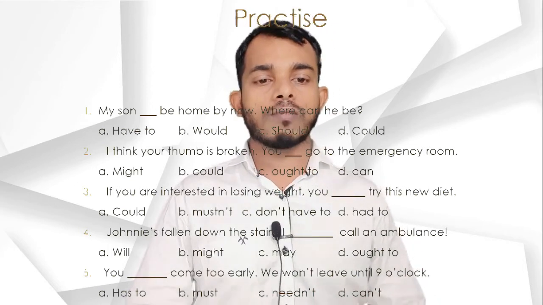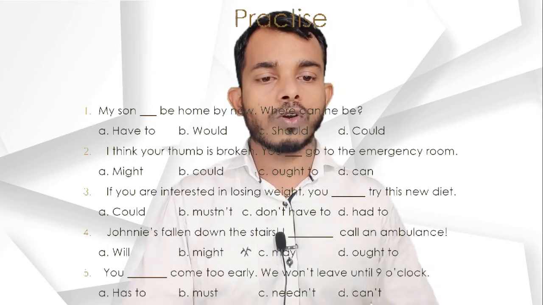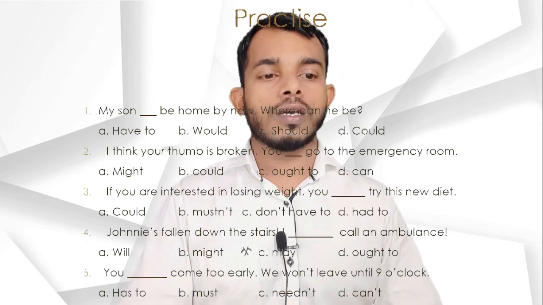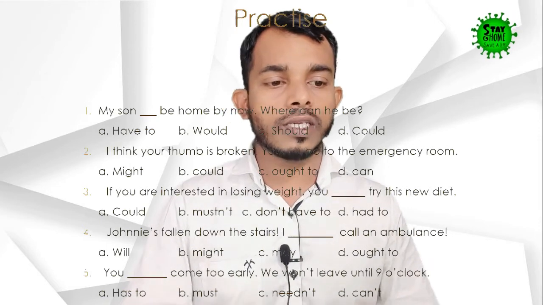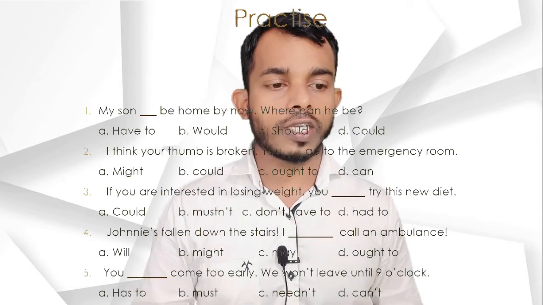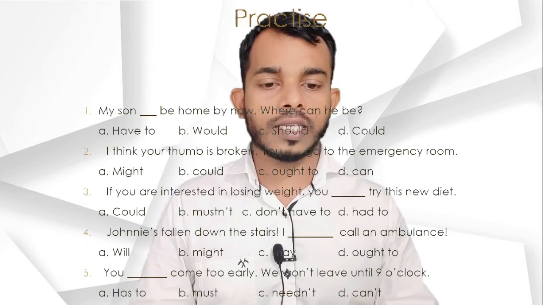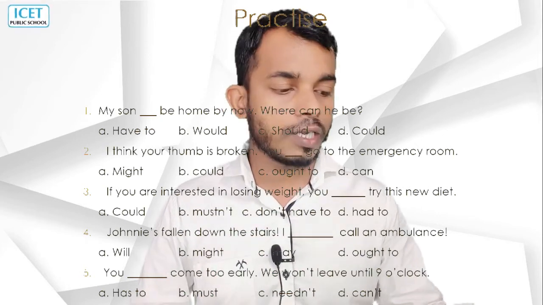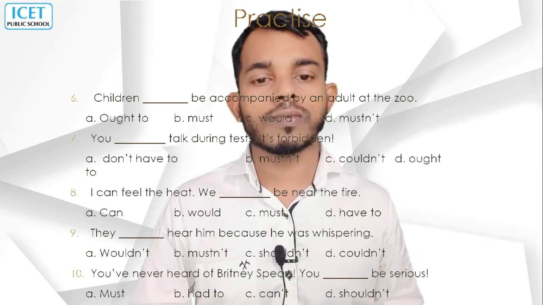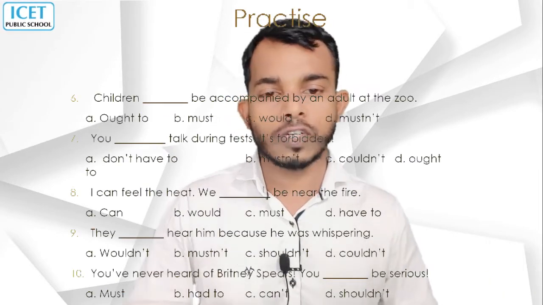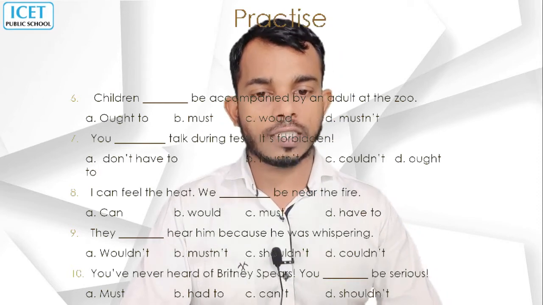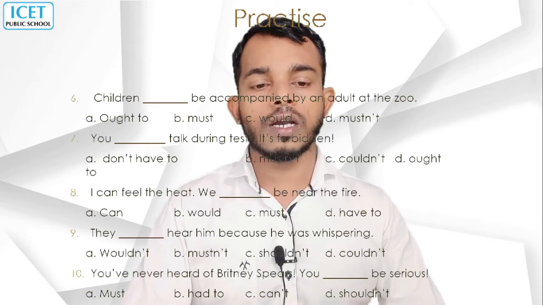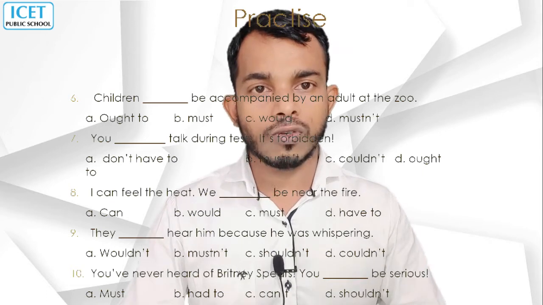Then, I think your thumb is broken. You might, could, or can go to the emergency room. If you are interested in losing weight, then you dash try this new diet. Continue, read, complete and send to me. The next one, we are continuing. Sixth one is children dash be. Seventh one, you dash talk during the test. Eighth, I can feel the heart. Then the ninth one, the tenth one, please look at that.